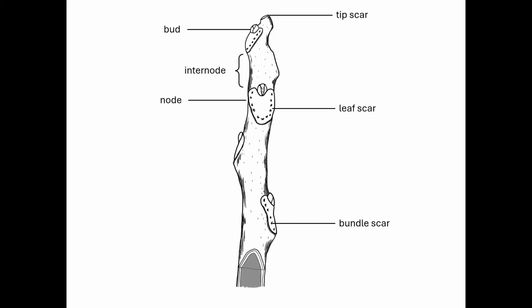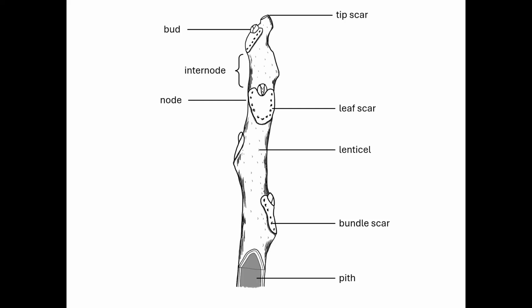Now, it's important to differentiate between a tip scar at the top of the twig versus an actual bud at the top of the twig, and that's what we're going to see in our next diagram. Before that, just one more small feature. We can see these little dots on the twig.